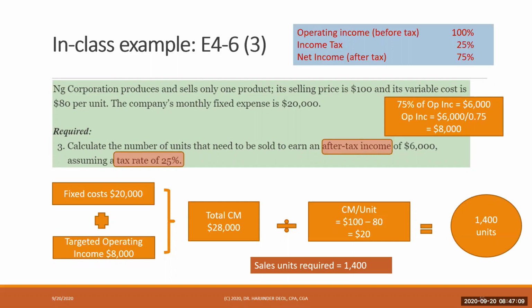And we can check the math. If the company earns a contribution margin of 28,000, its operating income will be 28,000 minus 20,000 fixed costs, $8,000. Income tax will be 25% of 8,000, or $2,000, and you'd be left with net income of 6,000.